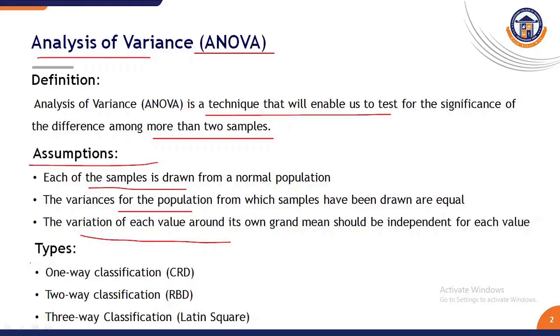There are three types of analysis of variance followed. The first one is one-way classification. It is also known as completely randomized design. The second is two-way classification. That means a randomized block design. And the last one is three-way classification. It is also known as Latin square design.